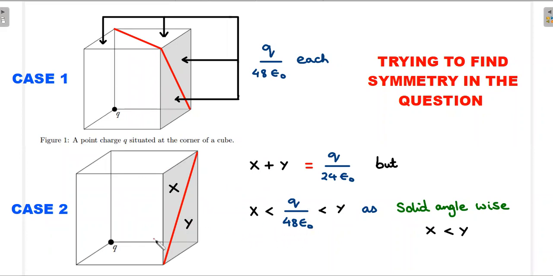epsilon naught. And closer investigation will tell you that the solid angle associated with this point charge at this y area would be larger as compared to the x area. So therefore, these two are not equal, and the value of x is smaller than y, and q by 48 epsilon lies somewhere in between. Which tells you that there is a certain problem in the solution or the key that was given by the NTA in the exam.